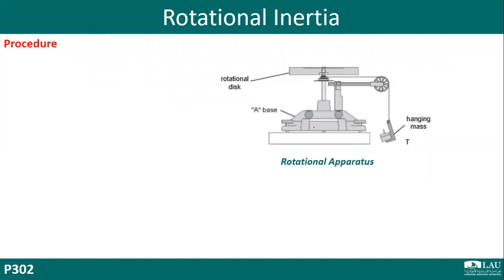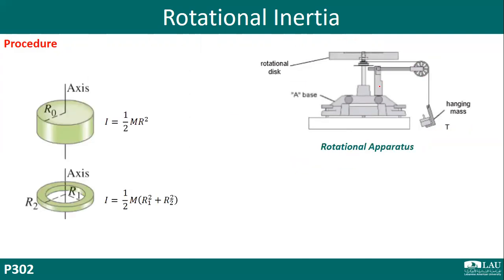We have a frame base here. We also need threads or strings to attach a mass. You will see in the video that you have a pulley with a photo gate, but it's not shown here. We are going to study the rotation of a disk and a ring. In this experiment, you will see in the video that we are using a disk and a ring.